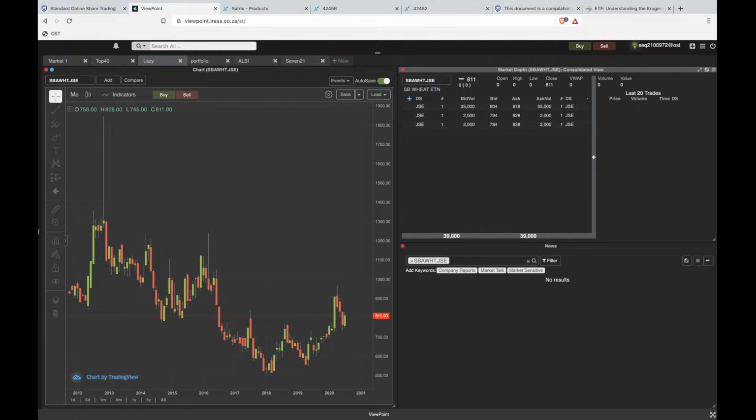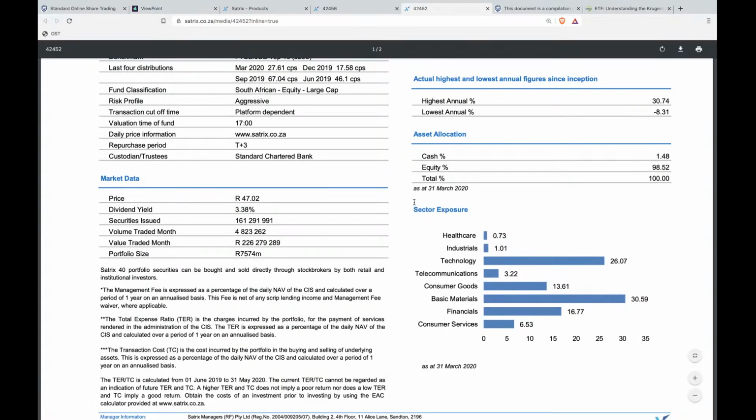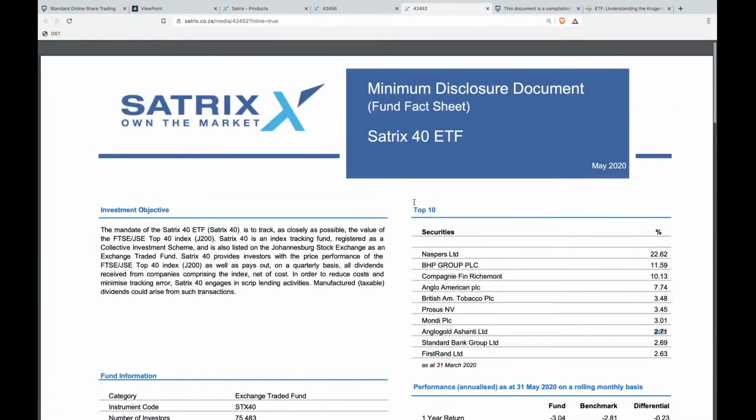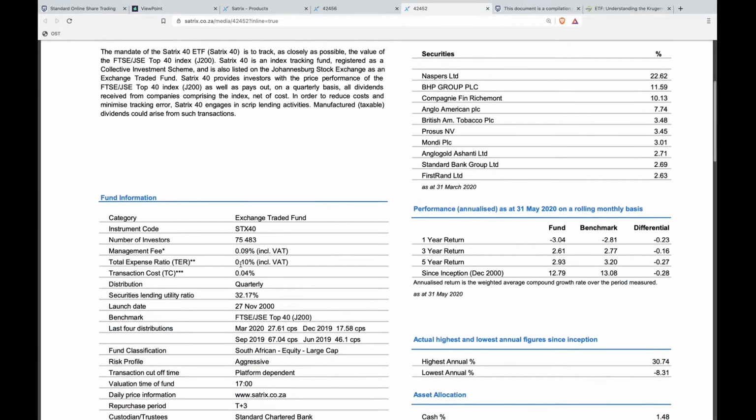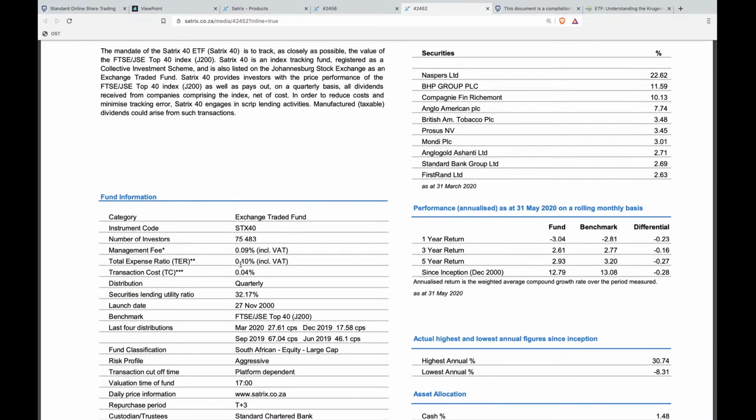Fred, you were asking about the securities lending utility ratio shown on the fact sheets. What they do, I know there it is there. So Satrix, in the case here, they hold all these shares, right? Because it's an ETF, so they physically hold the shares. But they take the view that the shares are there, but they don't do anything with them. And yes, they're creating and removing units.